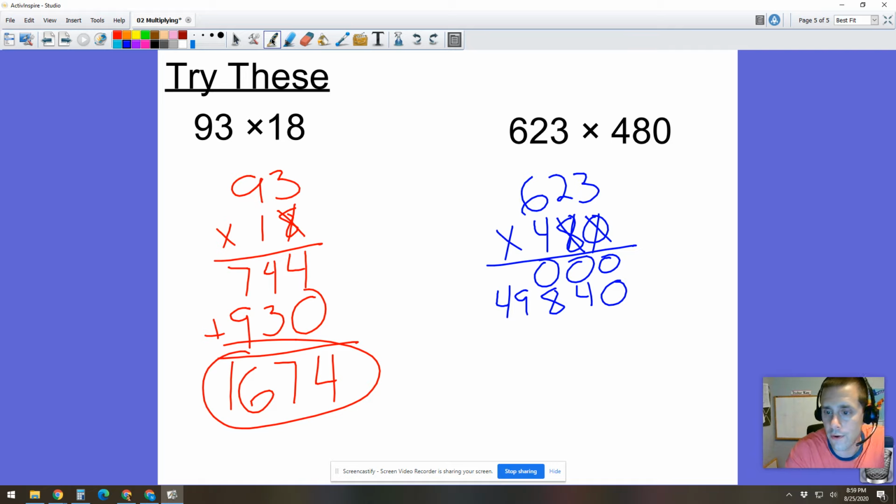And now to get to this 4, how many place values did I have to jump over? 1, 2 to get to this 4. So I'm going to add in 1, 2 zeros before I begin multiplying with it. Let's multiply by 4. Here we go.